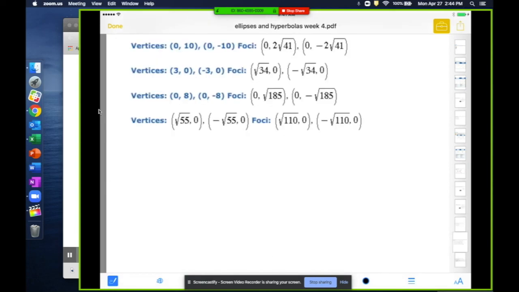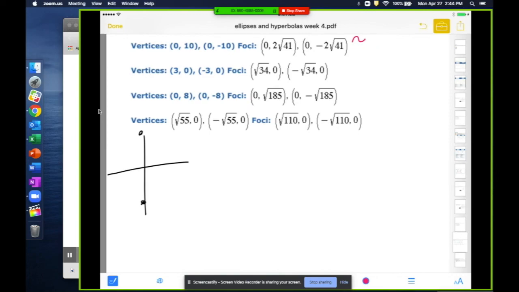And for our last set of examples, I always suggest you go ahead and draw these out. So my vertices at (0, 10) and (0, -10). This is going to be a very loose drawing, but we're just sketching it. It's not going to be exact. And then I'm going to take 2 times square root 41 and get approximately 12.8. So I know that the foci are going to be approximately 2.8 above my vertex and then below the other one.